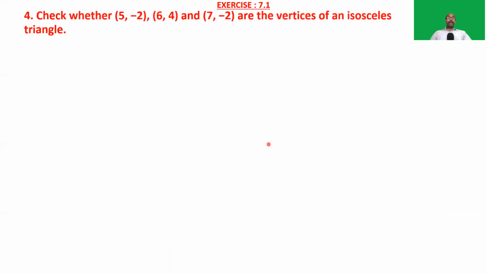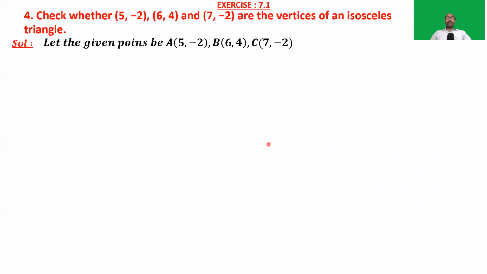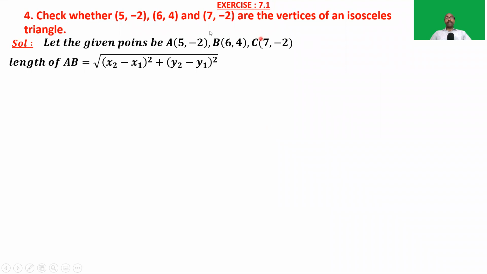Check whether (5, -2), (6, 4) and (7, -2) are the vertices of an isosceles triangle. So first we have to name the given points with alphabets. Let the given points be A(5, -2), B(6, 4) and C(7, -2). To prove that ABC is an isosceles triangle, we have to show that among the lengths AB, BC and AC, two lengths must be equal.